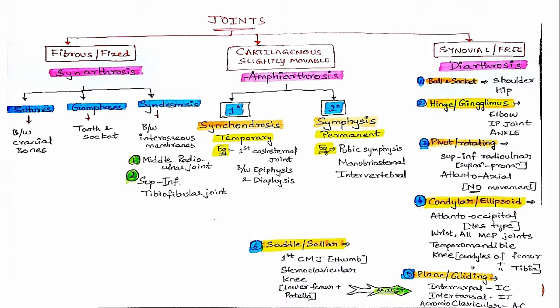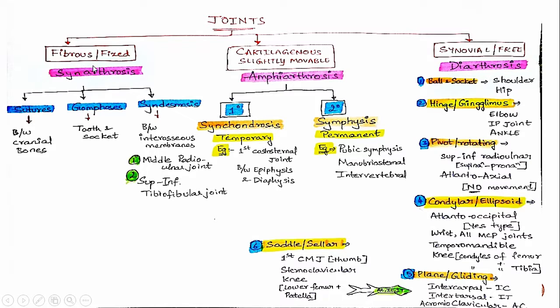So now coming to the classification of the joints. Joints are mainly divided into three types, that is fibrous or fixed. Just remember F and F. So fibrous or fixed. This type of joint is known as synarthrosis. Cartilaginous is slightly movable and is known as amphiarthrosis. Synovial is free to move and is known as diarthrosis.